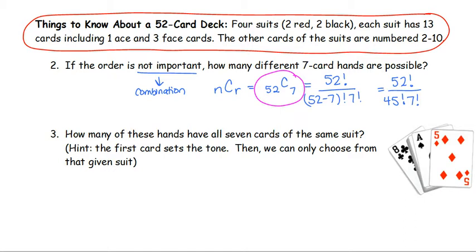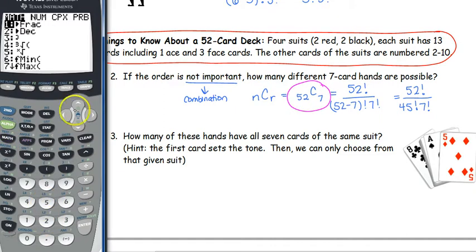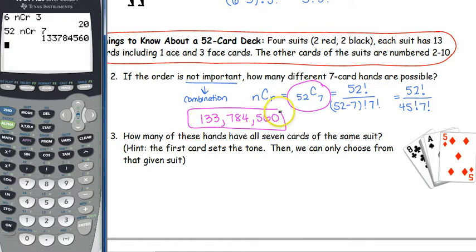Do we need to see that again? Alright, so get out your calculator. Okay, so we type in 52, we go to our math button, arrow to probability, we have combination, so we want number 3, nCr, and we are choosing 7 cards, any 7 cards out of that 52 card deck. And we get a total of 133,784,560 different card hands that we can get. That is a lot.